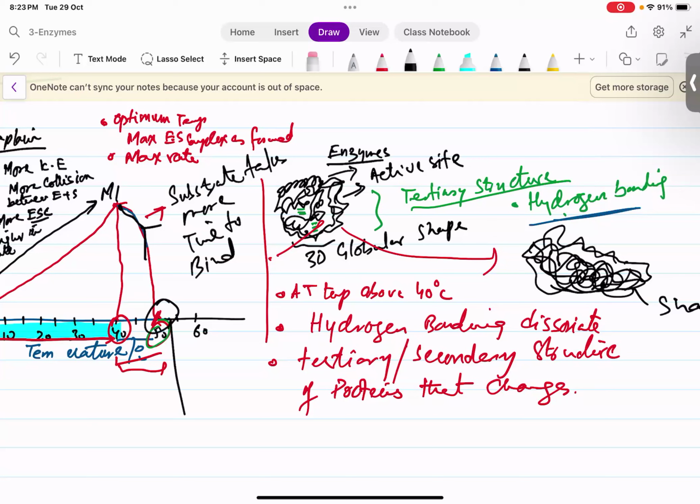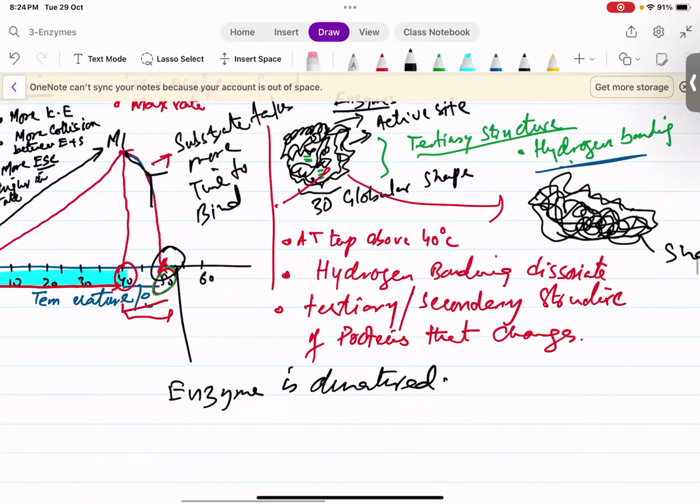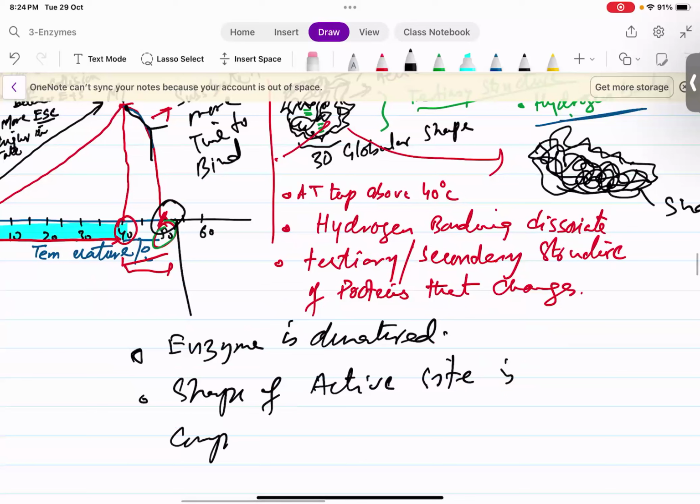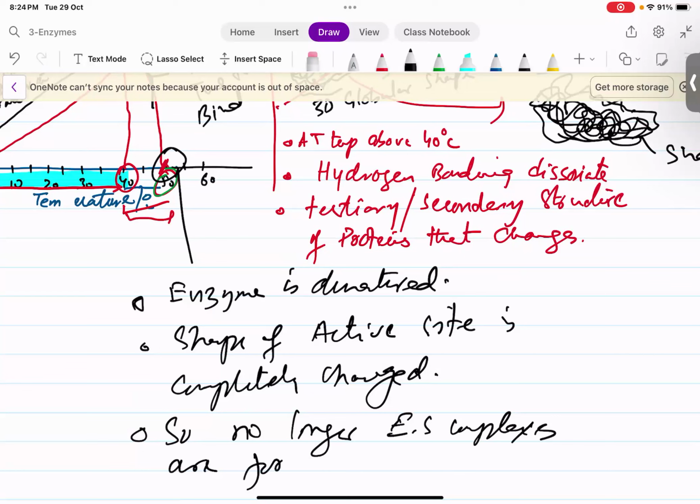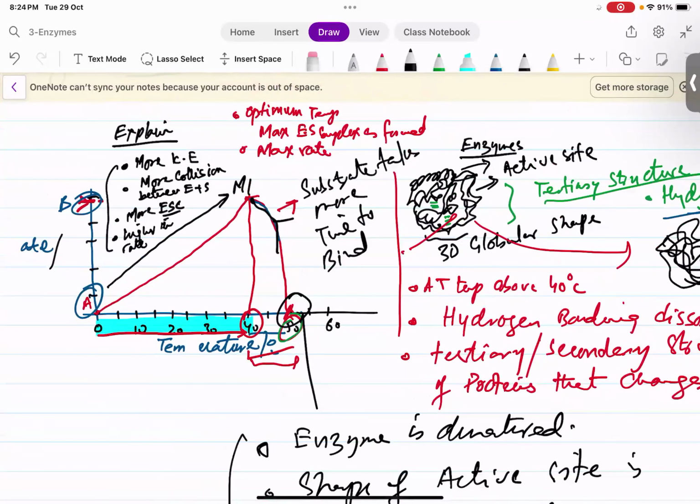But at this point, enzyme is completely denatured. Enzyme is denatured, means the shape of its active site is completely changed. Completely changed. So no longer ES complexes are formed. No longer is the shape of an active site complementary to the substrate, so substrate will not make enzyme substrate complexes. So there are zero enzyme substrate complexes. You can say that there are no ES complexes formed here.